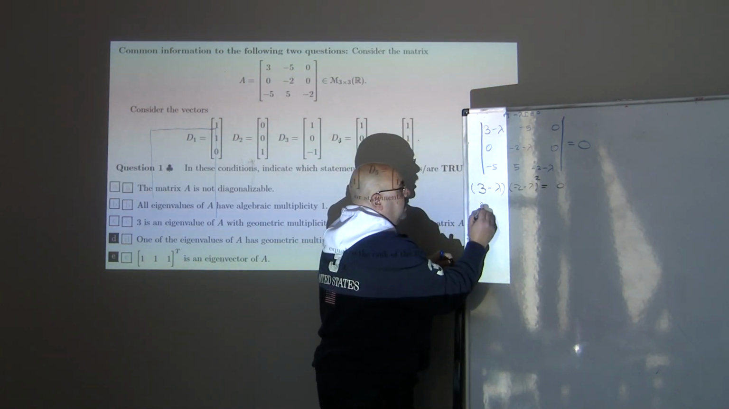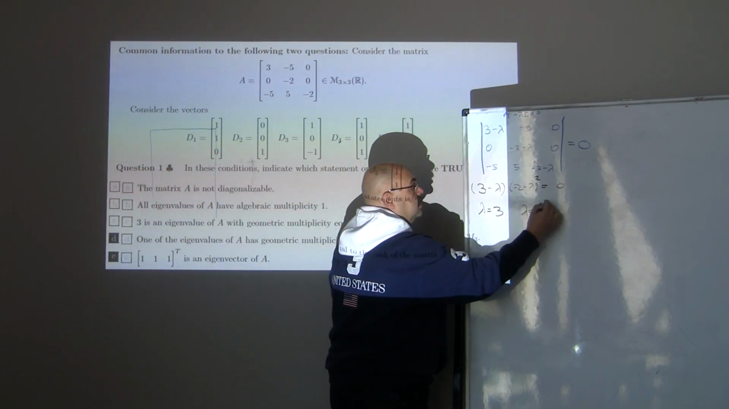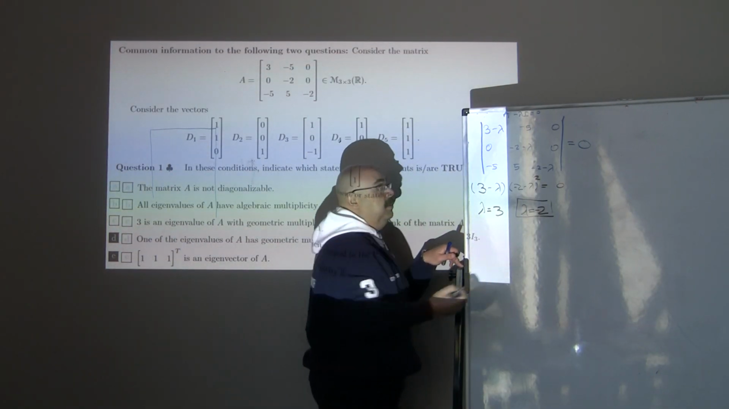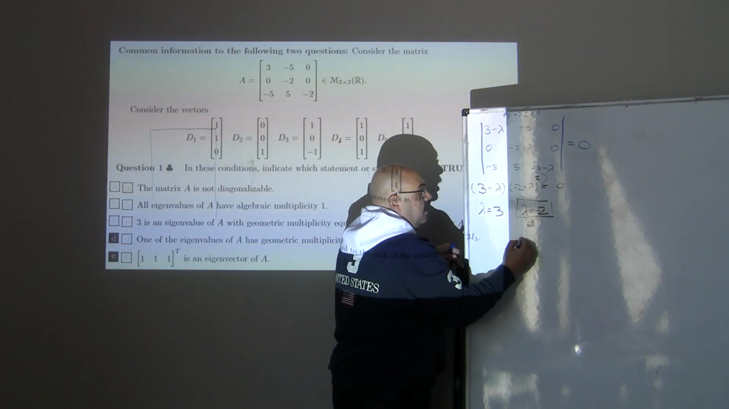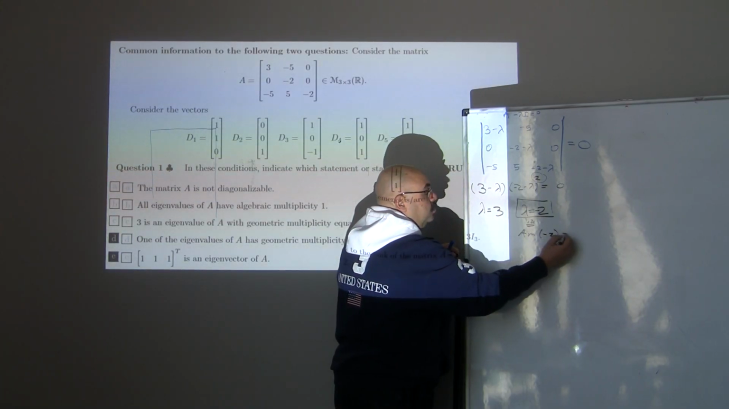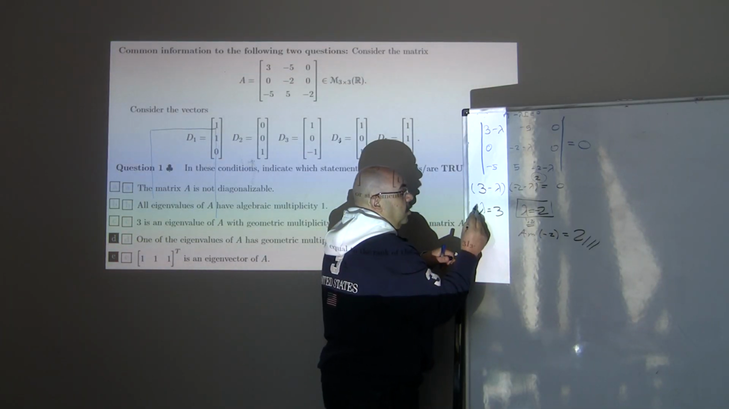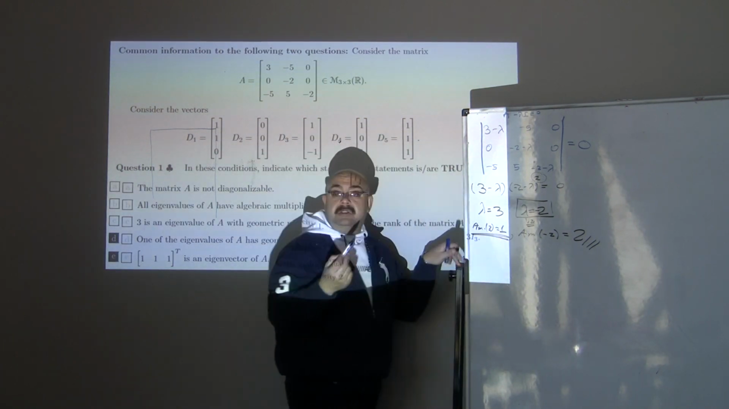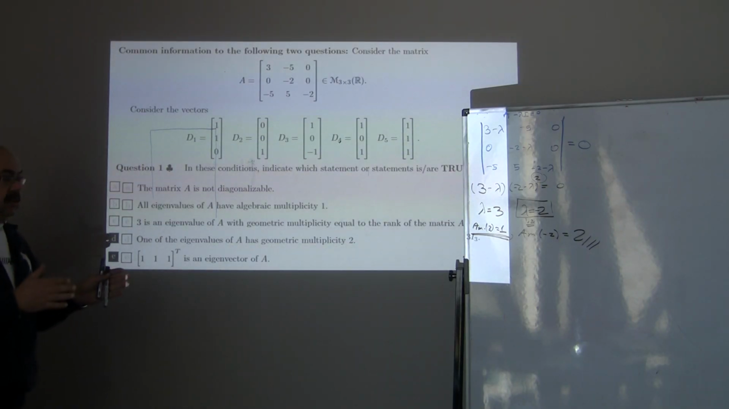So now you have lambda equal to 3, and also lambda equal to negative 2, am I right? But it's repeated how many times? 2 times. So the algebraic multiplicity of negative 2 is 2, and lambda equal to 3 is repeated once. These are the algebraic multiplicities of 3 and negative 2.